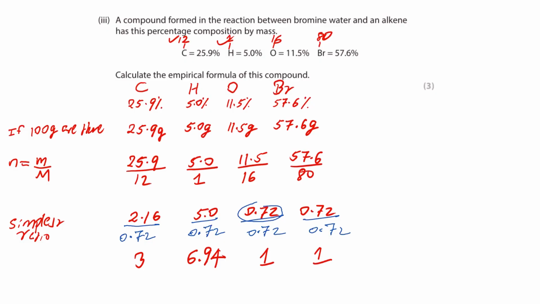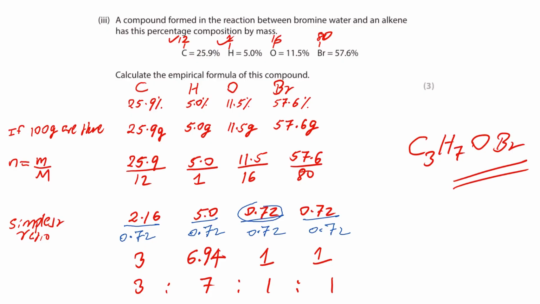So my answer is 3 to 7 to 1 to 1, which means C3H7OBr. That's our answer. Right, let's go for the next one.